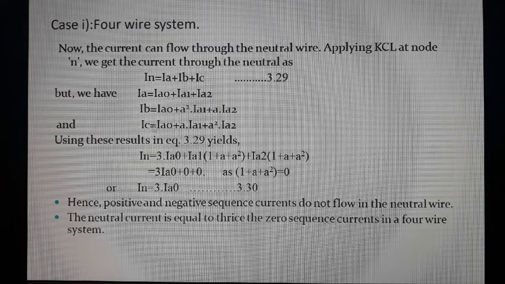Using this in the above equation, substituting IA, IB and IC, we get IN is equal to 3 IA0 plus IA1 into (1 plus A square plus A) plus IA2 into (1 plus A plus A square). As we know, 1 plus A plus A square is equal to 0, therefore IN is equal to 3 IA0. So it means that no positive and negative sequence currents flow in a neutral wire. The neutral current is equal to 3 times the zero sequence component in a 4-wire system.